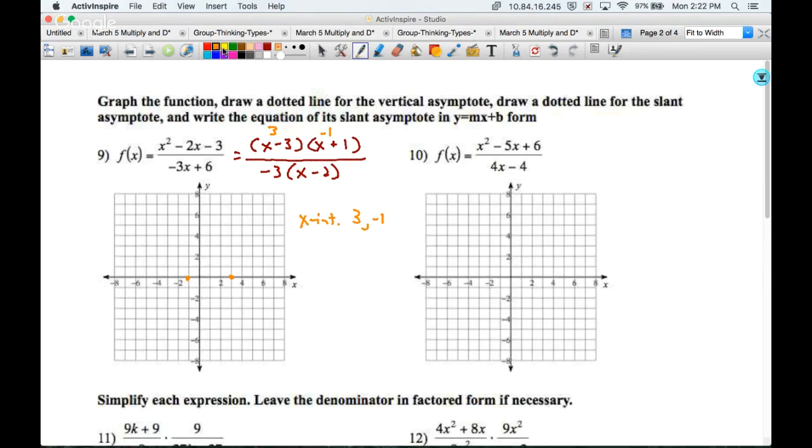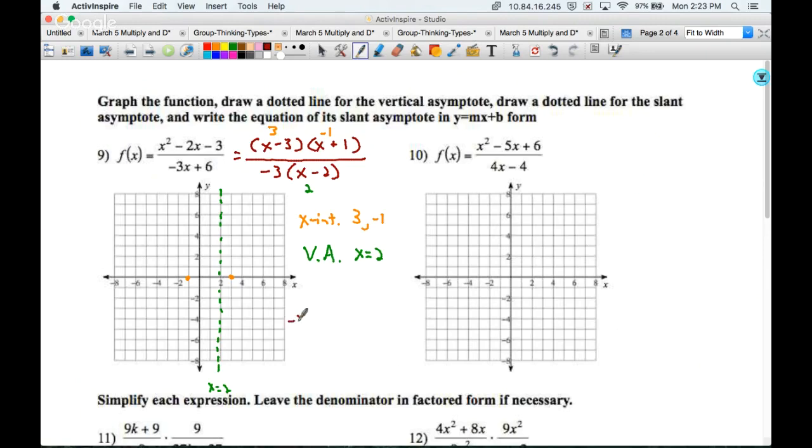I've got a, let's do this in green, vertical asymptote at x equals 2, because 2 is the value that would make the bottom here equal to 0. Because it doesn't cancel out, it's a vertical asymptote. So I'm adding a dotted line for x equals 2.